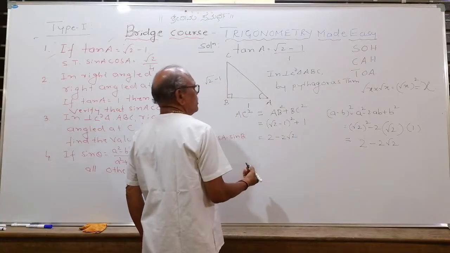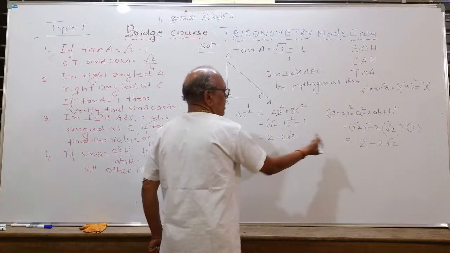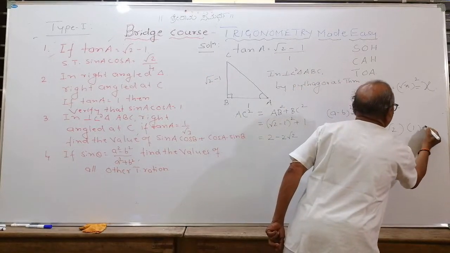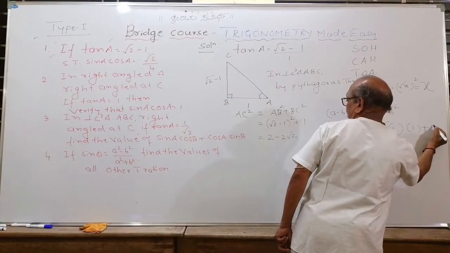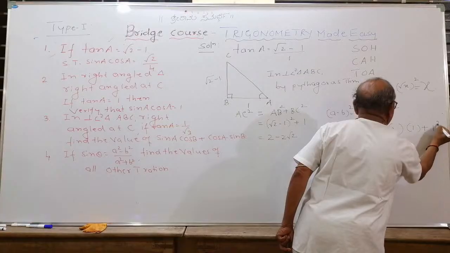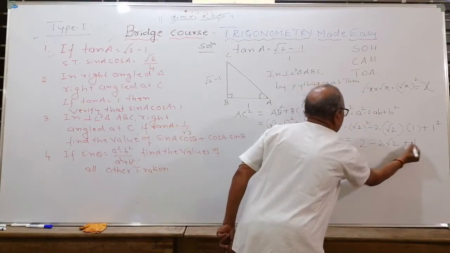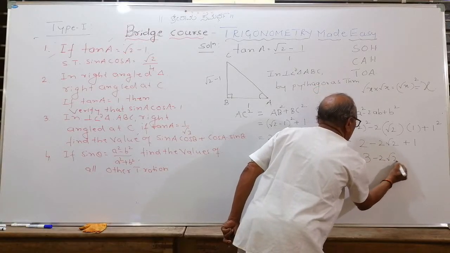Whatever answer it comes, you try to get it. 2 minus 2 root 2, because 2 into 1, 2AB, sorry, plus B square. B square becomes what? B is 1, square, it becomes 1. What do you get here? 2 plus 1 becomes 3 minus 2 root 2.